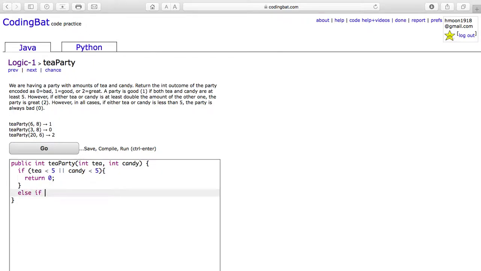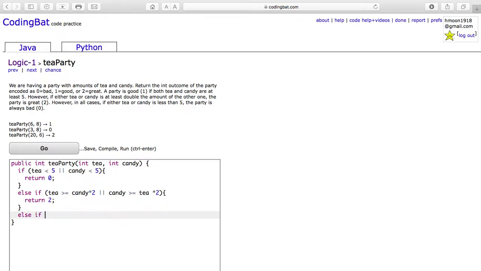The second condition is that if the tea is greater than or equal to candy times 2, or the candy is greater than or equal to tea times 2, you will return 2 for a great party.